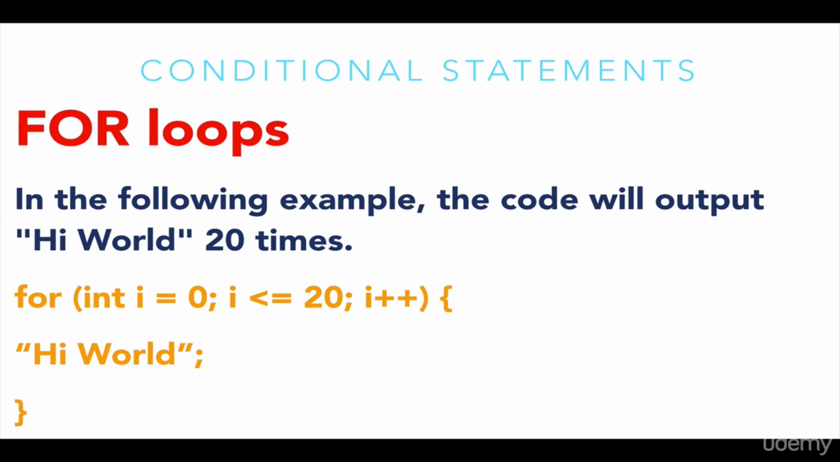in Java. In the following example, the code will output the hi world text 20 times. So as you can see here, first I need to type in for, and then inside the parentheses, first I need to put in the initialization code. As you can see here, I have declared and initialized the variable i here. The data type of my variable is integer. The name of my variable is i, and I have assigned the value 0 to my variable. And then at the end of my initialization code, I just need to put in the semicolon.